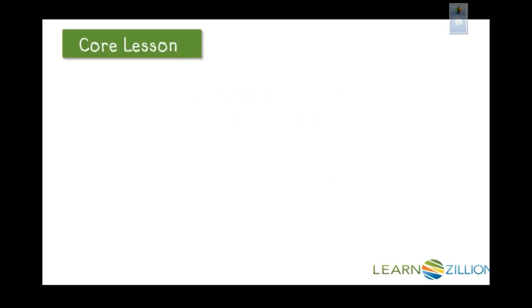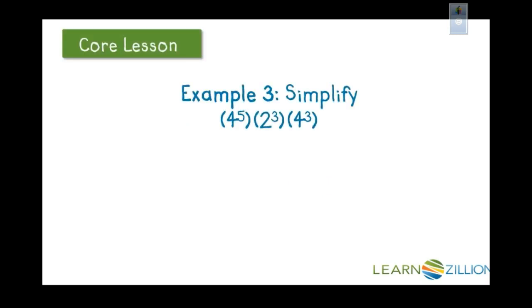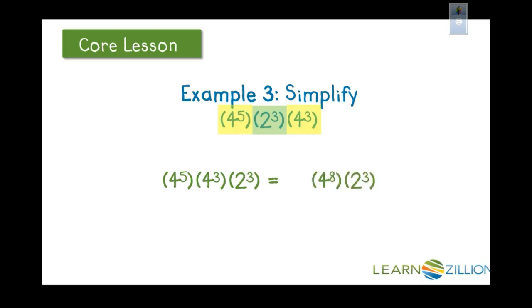Be careful with this last example. Notice that two of the three bases are the same, they're 4. But the third base is a 2. So we can use the commutative property to reorder the problem so that the two similar bases are right next to each other. We now see that we'll add the exponents of 4's and get 4 to the 8th, but 2 to the 3rd has to stay separate because it has a different base. So this is our final answer.